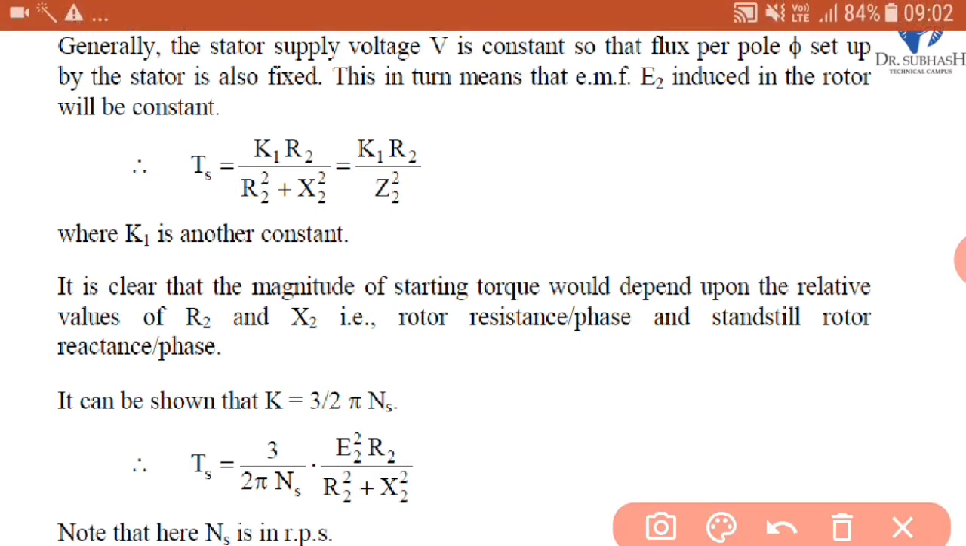It is clear that the magnitude of starting torque depends on the relative values of R2 and X2, that is, the rotor resistance per phase and the standstill rotor reactance per phase. It can be shown that K is equal to 3 by 2 pi Ns. Therefore Ts is equal to 3 upon 2 pi Ns into E2 square into R2 upon R2 square plus X2 square. This is the formula for starting torque. Note that here Ns is in revolutions per second.